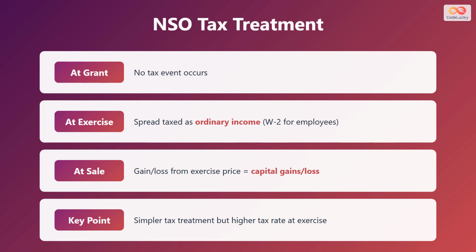The tax treatment of NSOs is more straightforward than ISOs. At grant, no tax event occurs. At exercise, the spread is immediately taxed as ordinary income, and for employees, this is reported on your W-2 form. When you eventually sell the shares, any additional gain or loss from the exercise price is treated as capital gains or capital loss, which may be short-term or long-term depending on how long you held the shares. The key point is that NSOs have simpler tax treatment, but you face a higher tax rate at exercise compared to the potential benefits of ISOs.